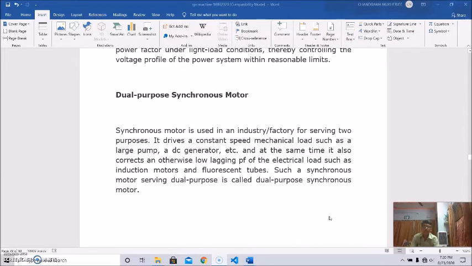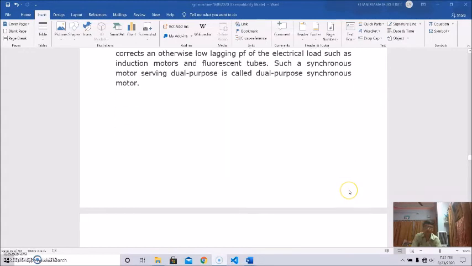A dual purpose synchronous motor is used in industry and factories for serving two purposes. It drives a constant speed mechanical load such as a large DC generator, and at the same time it also corrects an otherwise low lagging power factor of the electrical loads such as induction motors and fluorescent tubes. Such a synchronous motor serving dual purpose is called a dual purpose synchronous motor.